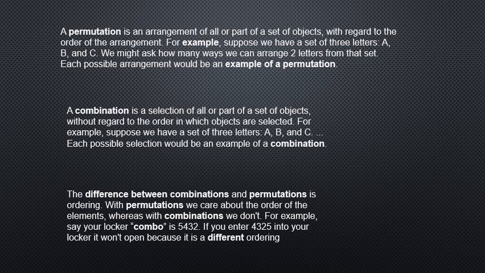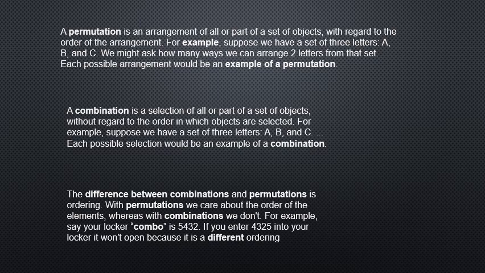What is permutation? A permutation is an arrangement of all or part of a set of objects with regard to the order of the arrangement. For example, suppose we have a set of three letters A, B and C. We might ask how many ways we can arrange two letters from that set. Each possible arrangement would be an example of a permutation.